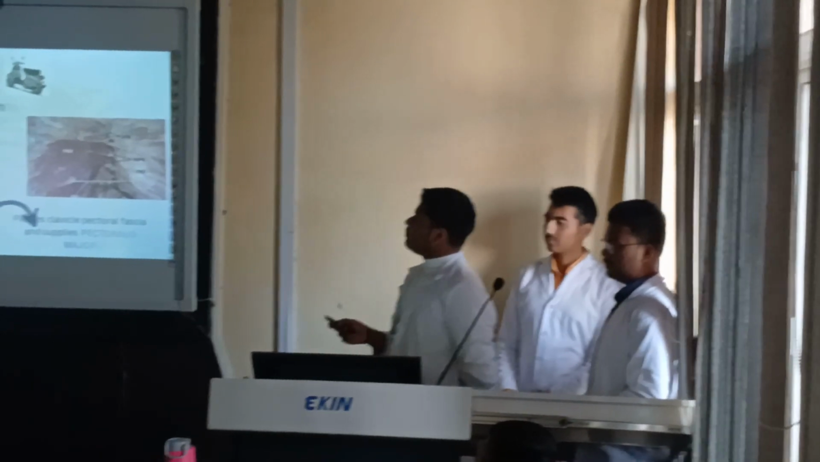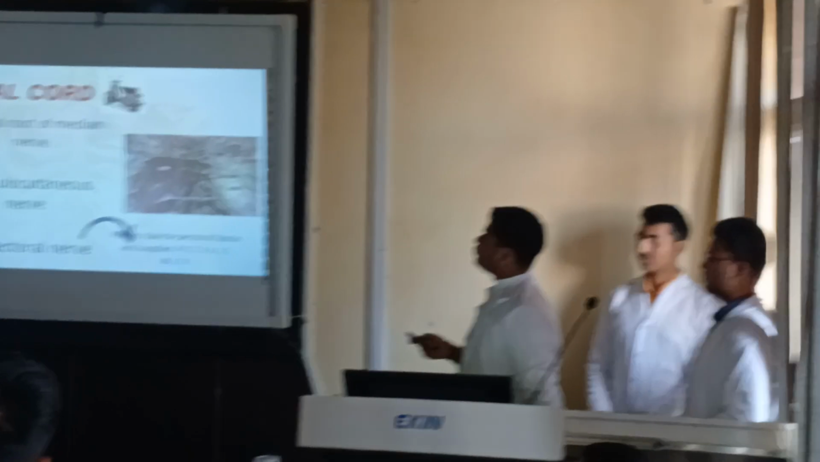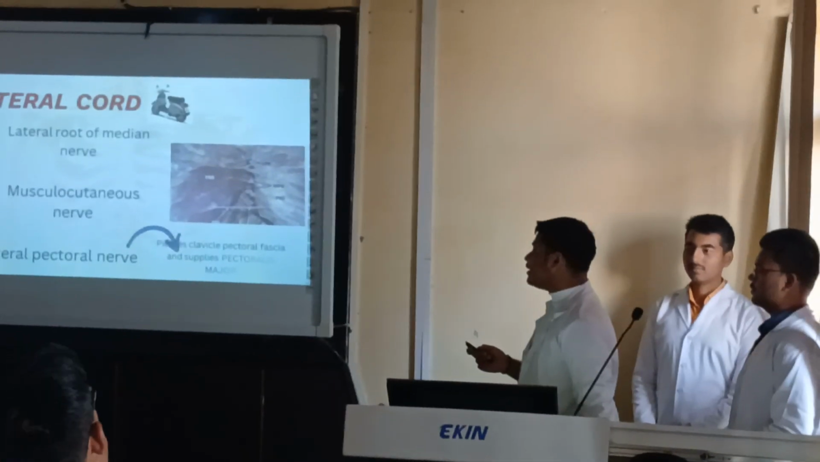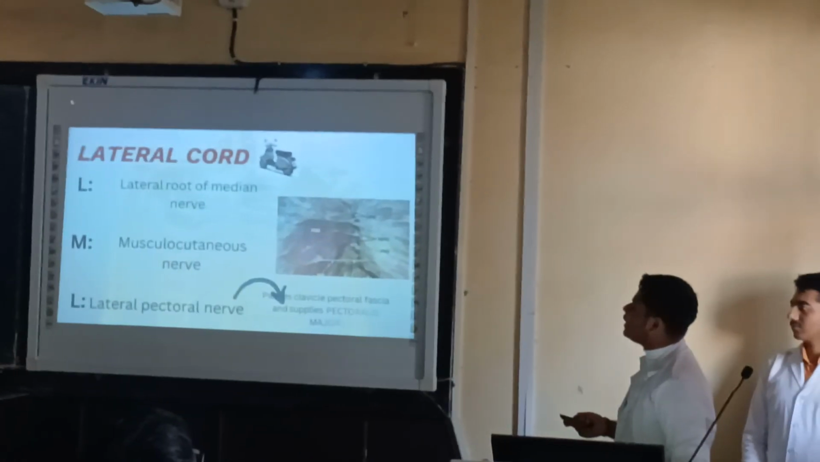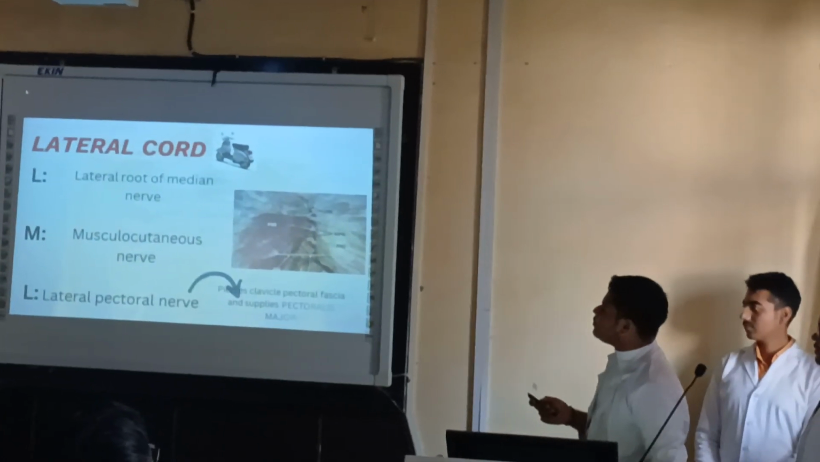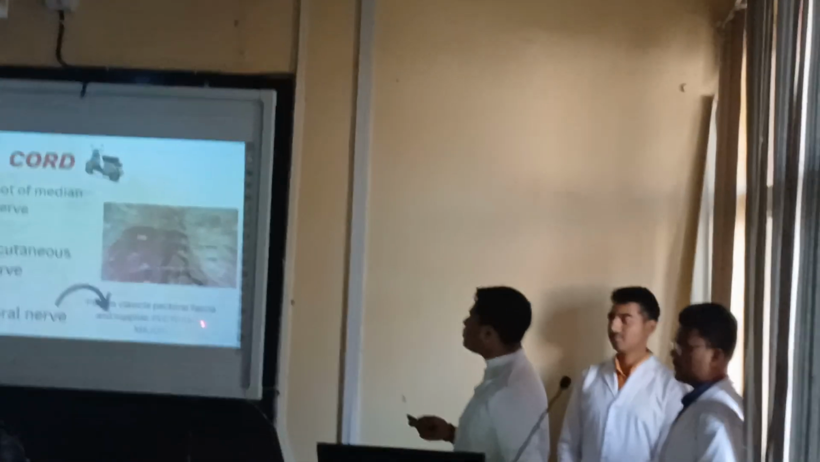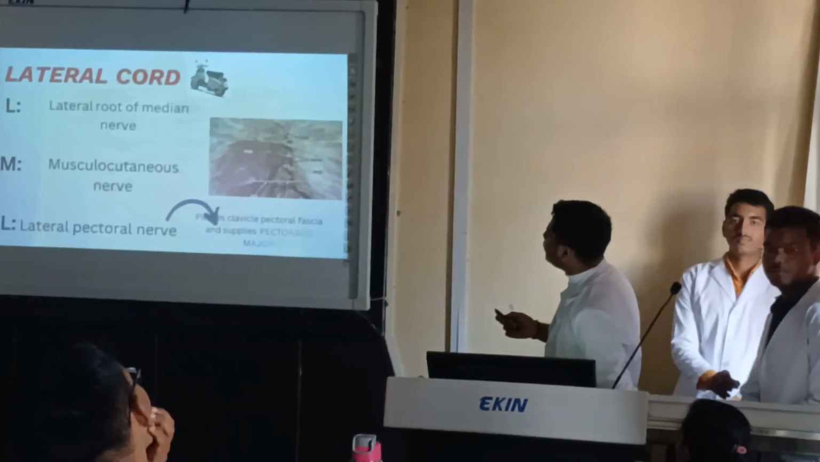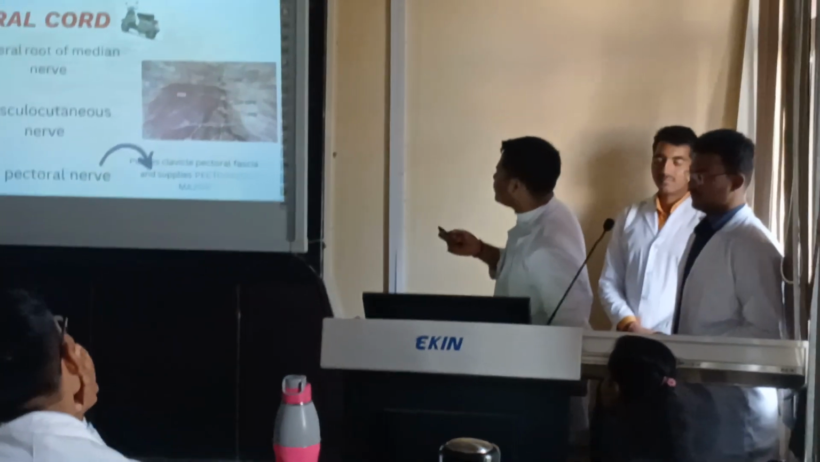So we have different mnemonics to learn all the different branches of cord. For lateral cord we have LML. L represents lateral root of median nerve, M for musculocutaneous nerve, and L for lateral pectoral nerve. Median nerve and musculocutaneous nerve we will see in detail, but the lateral pectoral nerve pierces the clavipectoral fascia and supplies the pectoralis major muscle, which we can see here. It is piercing the clavipectoral fascia and supplying the pectoralis major muscle.